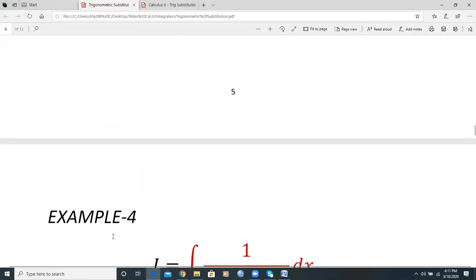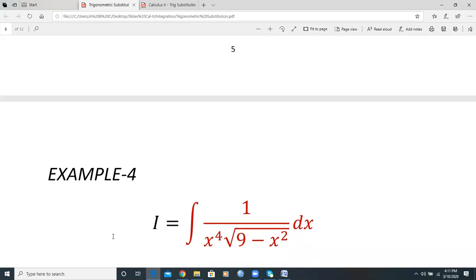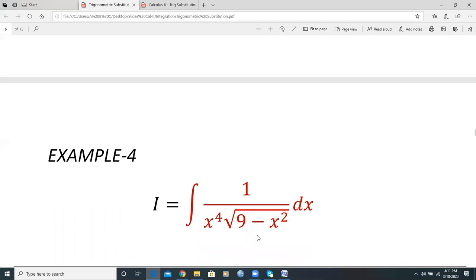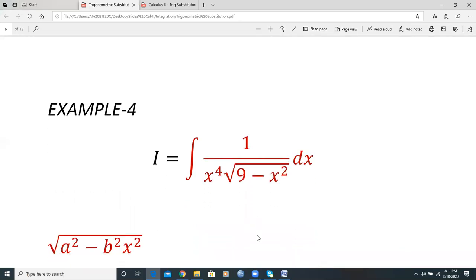Let's see another example, number 4. In this case, the integrand involves square root 9 minus x square. So this is another type of substitution. This is not b square x square minus a square. This is 9 minus x square. Now the general form is this.